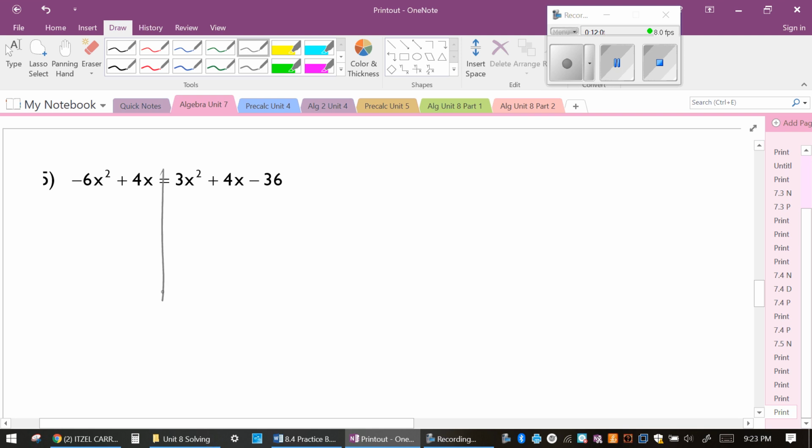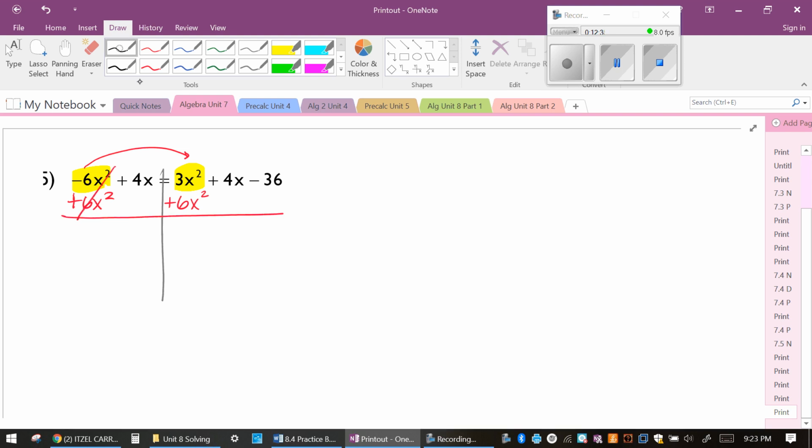Okay, number 5 has terms on both sides as well. But if you look at the quadratic terms, here you want to move the smaller quadratic term, because by moving the smaller one, you guarantee that your quadratic term will be positive. If I would have moved the 3x squared instead, I would end up with a negative quadratic term, and I want to avoid that as much as possible.